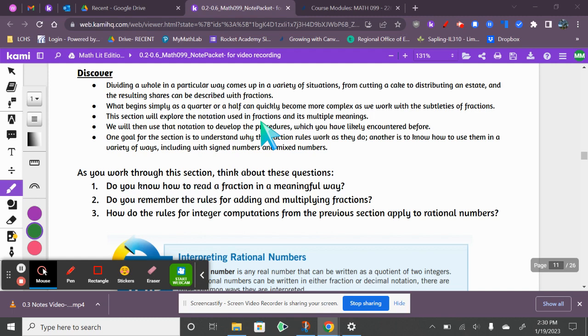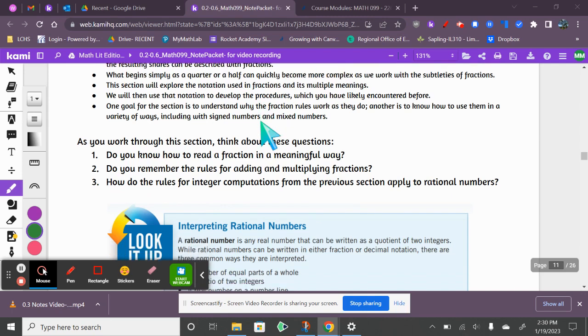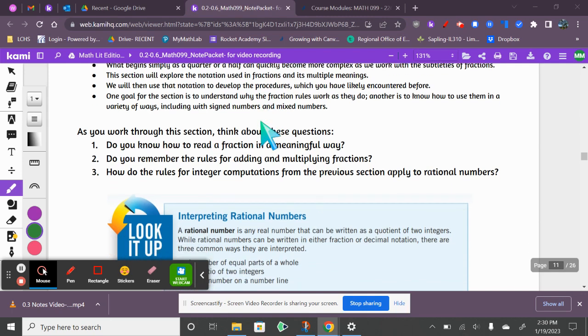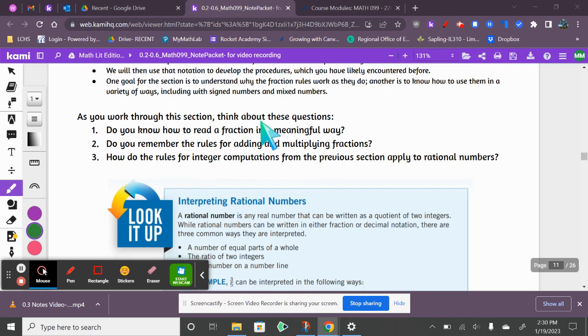We will use that notation to develop the procedures which you will have likely encountered before. One goal for the section is to understand why the fraction rules work as they do. Another is to know how to use them in a variety of ways, including with signed numbers and mixed numbers.